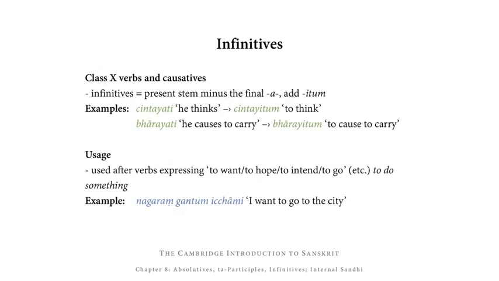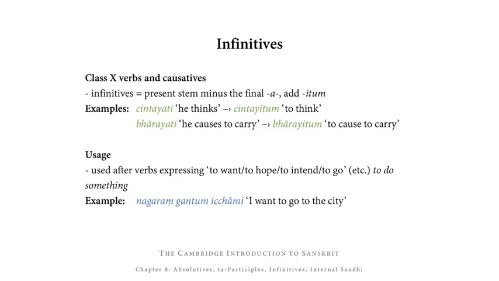We need to look separately at the infinitives of class 10 verbs and of causatives because those are formed in a slightly different way. They are formed not on the basis of the root and guna, but you form them by taking the present tense stem minus the final a and by adding itum. So for example, of chintayati, he thinks, we have the infinitive chintayitum, and of the causative bharayati, he causes someone to carry, we then have the infinitive bharayitum. So you take the stem, chintaya, bharaya, you cut off the final a, and you add itum, giving you chintayitum and bharayitum respectively.